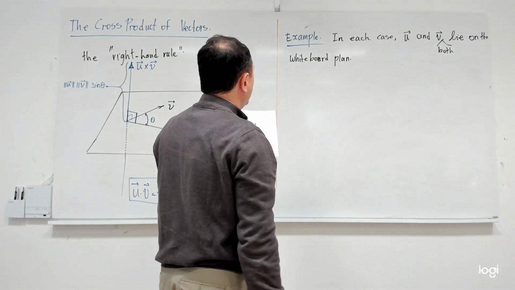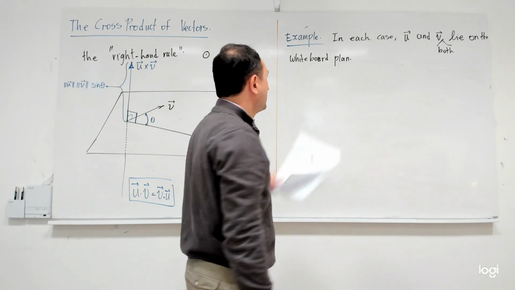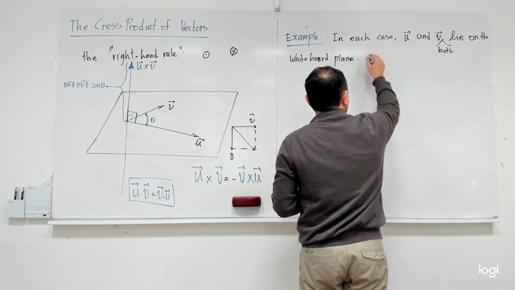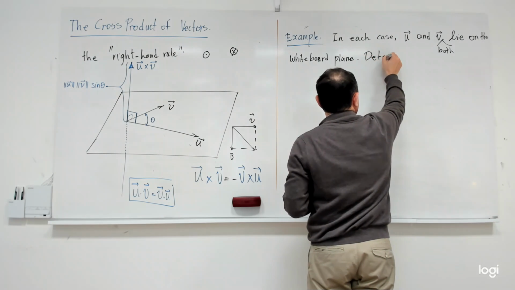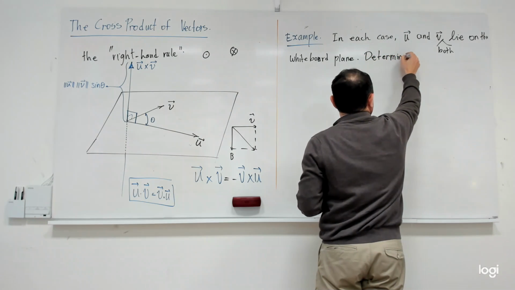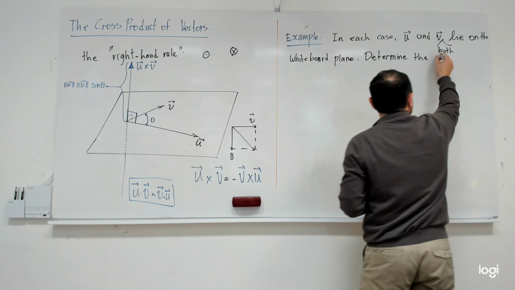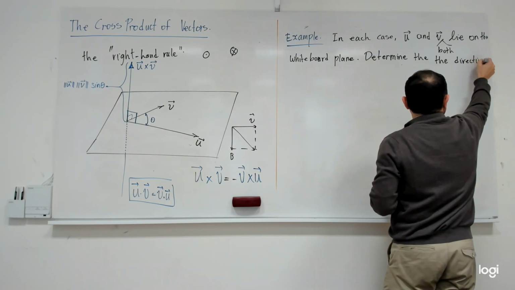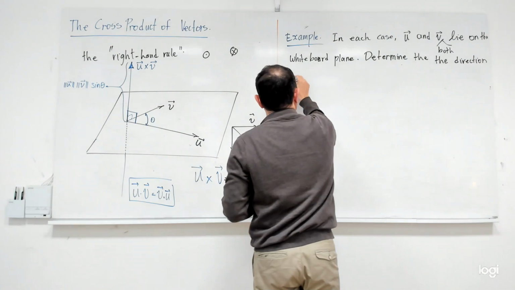Is the spelling of white correct? Yes? Yeah. Whiteboard plane. Okay. Determine the direction of U cross V.